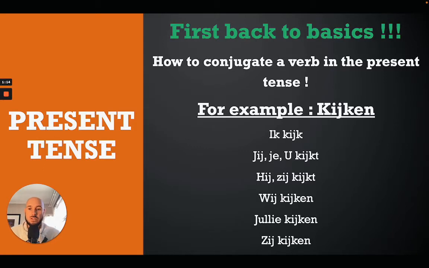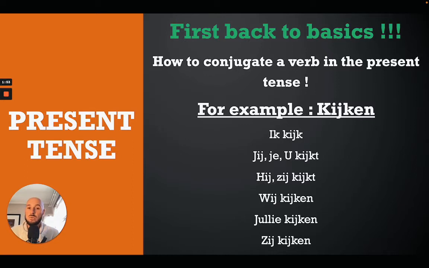And we'll take a look at the conjugation of the present tense. So how to conjugate a verb in the present tense. For example, kijken, well, again, we take away the en, that way we get to the base of our verb, and that would be also the first singular. So ik kijk, jij, je, u kijkt, so we add a t, hij, zij kijkt, wij kijken, jullie kijken, en zij kijken. Alright, so that is the basic conjugation. If you want more information regarding this, click on the following link, and I made a video about how to conjugate the verb in the present tense in the Dutch language.